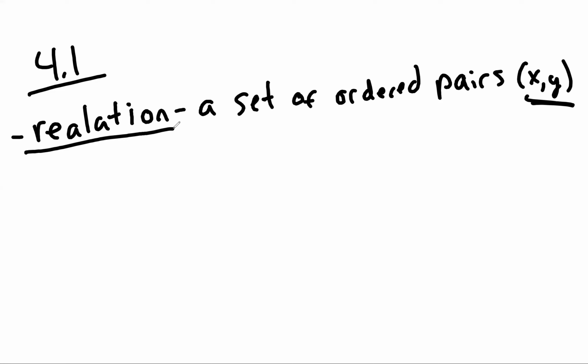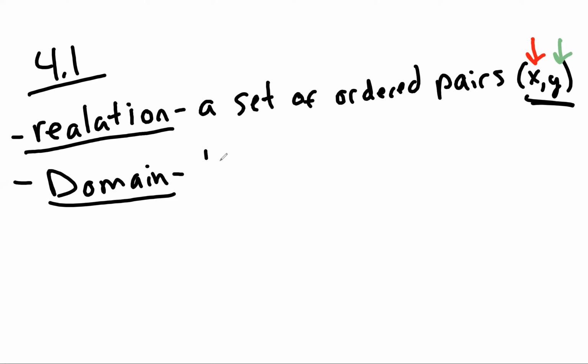Now, the reason why we need to know what a relation is is because there are special parts of the relation. There's this x value, and then there's also this y value. And these guys have special names, and we have to know what they are. And so the second vocabulary word is the word domain. And the domain is simple. The domain is just the set of all the x's.